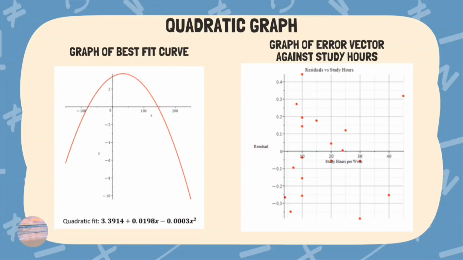Then we also plot two quadratic graphs, which is graph of best fit curve and graph of error vector against study hours. Like we can see for the graph of best fit curve, the graph produces the quadratic curve with equation 3.3914 plus 0.0198x minus 0.0003x squared. And then for the graph of error vector against study hours, we can see that the red dots are scattered normally, and that means our model is mostly accurate.